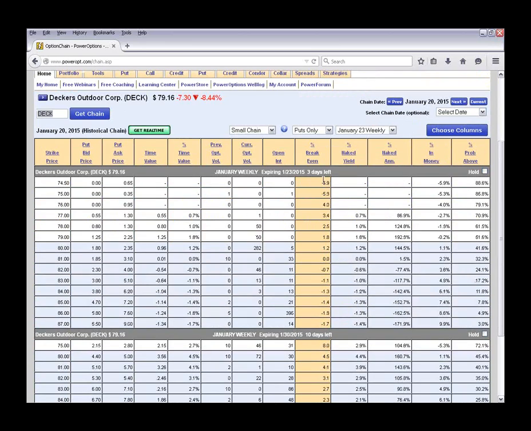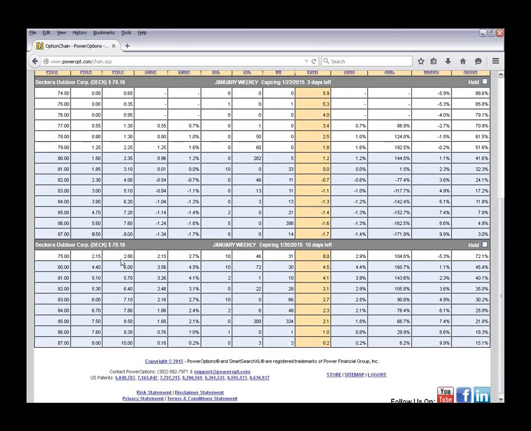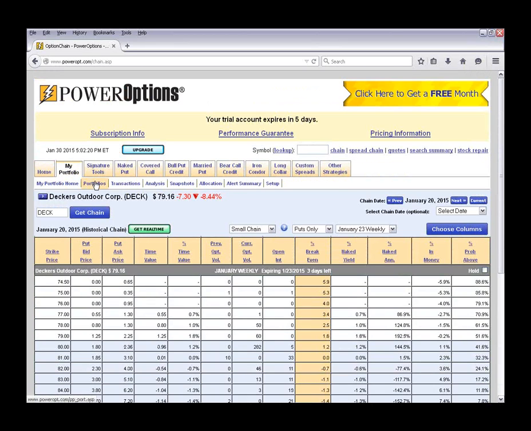For today's expiration, the 30th, the 75 strike was at 2.15, 2.80. So let's call it sort of 30 cents up, 2.45, 2.50. Let's say we could have gotten maybe 2.40 or 2.45, Ralph, for the 75 strike put on Deckers. Okay, let's go back to our portfolio.